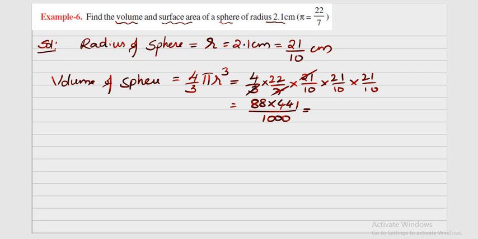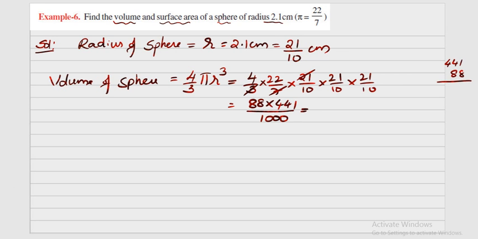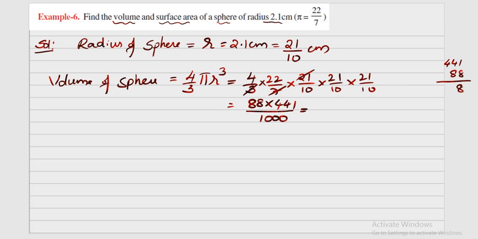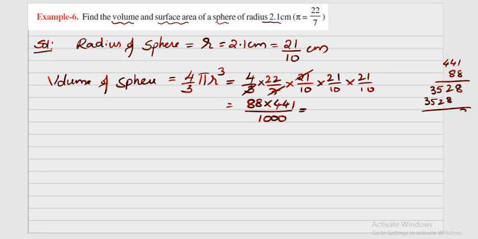so 441 into 88. So 8 ones are 8, 8 fours are 32, so 3 will be carried. So again I am going to get the same thing, 3 5 2 8. Now from this it becomes 8, 8 plus 2 is 10, so 5 plus 3 is 8, and this is 3.